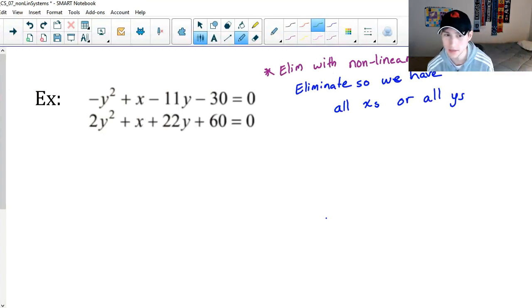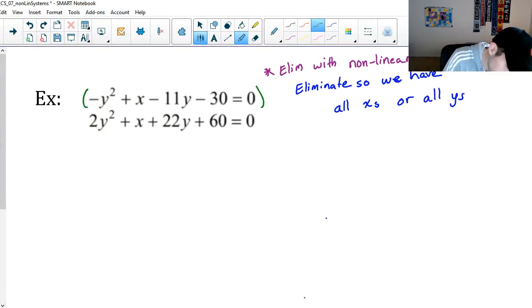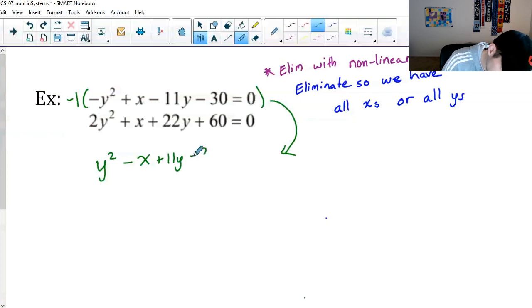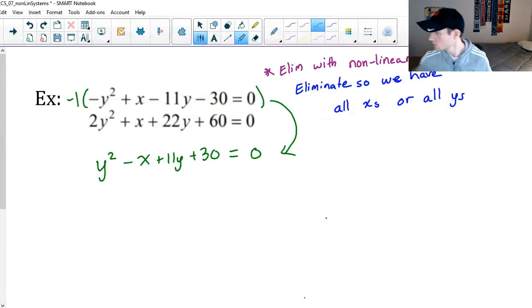So right now I have positive x and positive x in both. So I'm going to choose one of these. It doesn't matter which one. And multiply it by -1. And I'll put that down here. So that would be positive y squared minus x plus 11y plus 30. 0 times -1, 0. Or -0, you know.